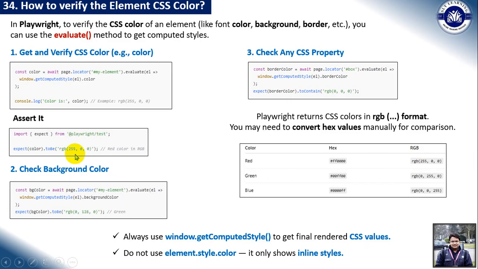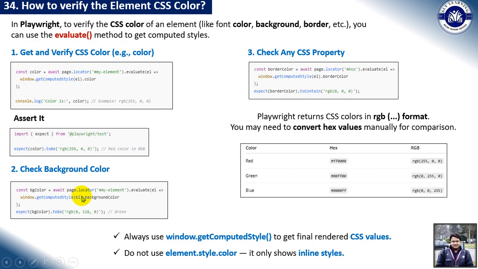So whatever color you have on your website, you can find the RGB value and then just say expect bg color to be RGB and the value of those three things. This will always be useful. So just make sure you know how to validate the color property of the element, the background color and the border color. Always use window dot getComputedStyle to get the final rendered CSS value.